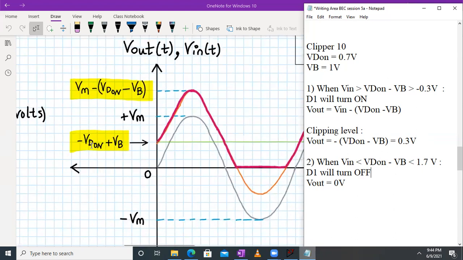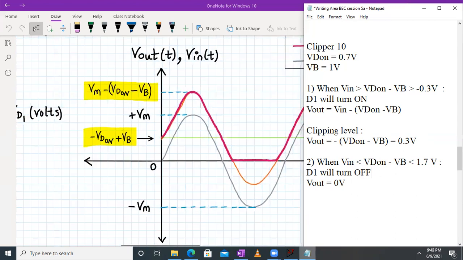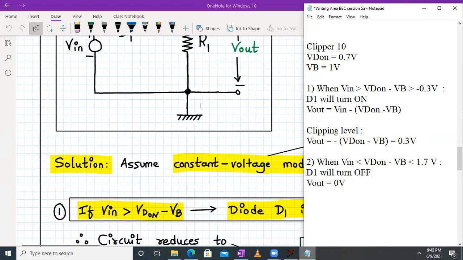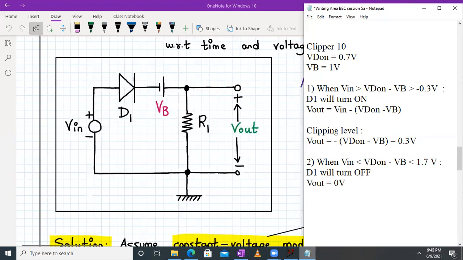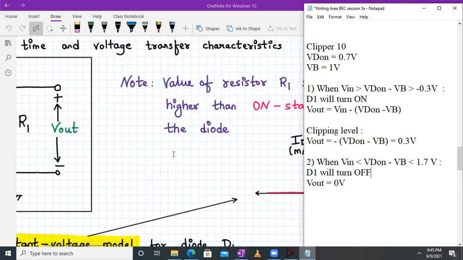Like I am taking general. So in the exam, they might give you numbers form. Input is 5 volts peak to peak. Plot the output waveform for this circuit, assuming VB is 1 volt and constant voltage model. So you have to take these numbers into account.